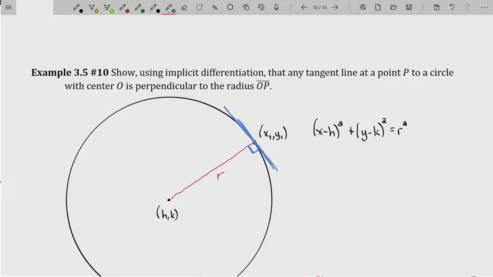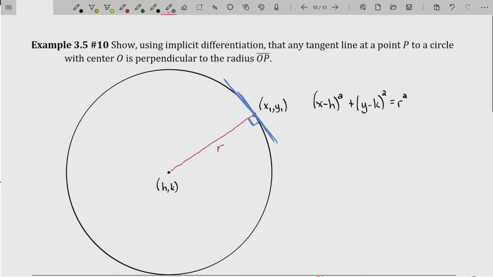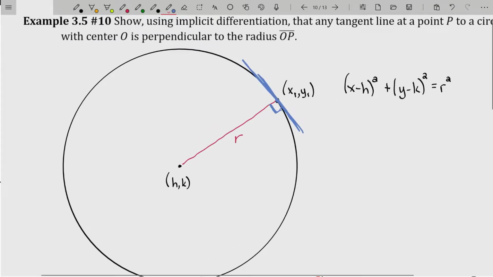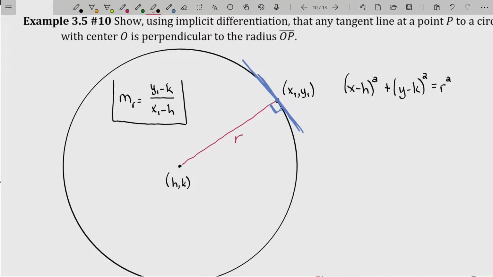So let's see, if I want to prove that the tangent line is perpendicular to that radius line segment r there, I need the slope of the radius line segment and I need the slope of the tangent line. The radius line segment is kind of an easy one to find the slope of, so let's go ahead and start there. A little bit of algebra tells us the slope of the radius, which I'll call m sub r, is going to be the difference in the y values, so y1 minus k, divided by the difference in the x values, x1 minus h. So that's the slope of the radius.